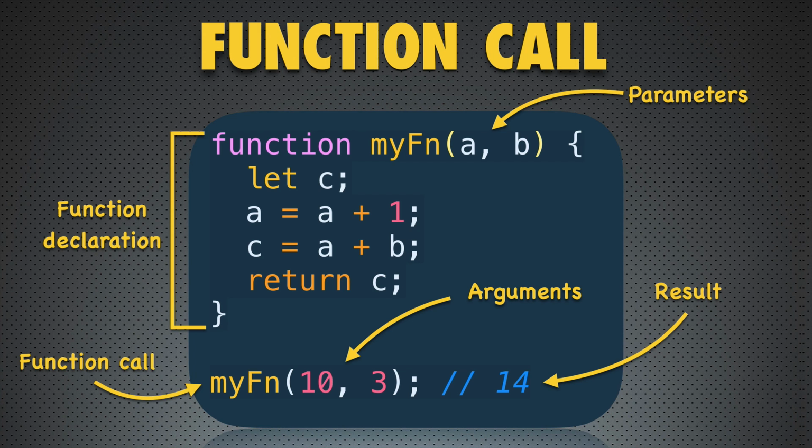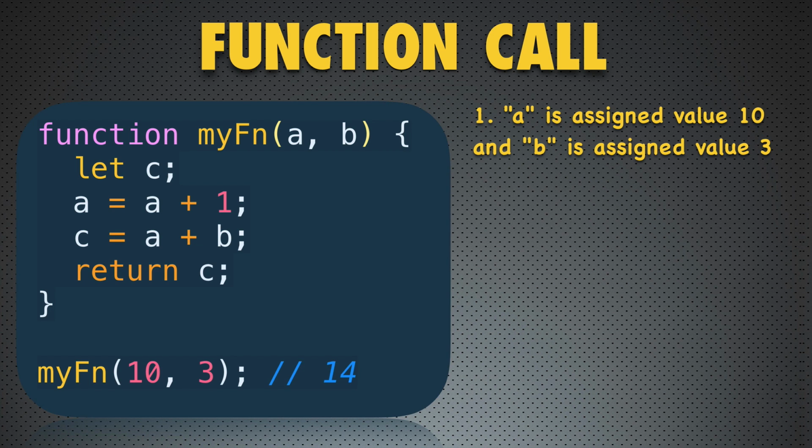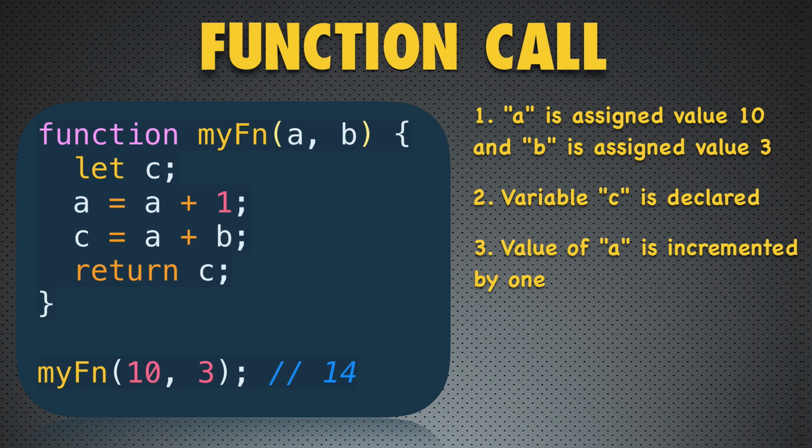What does it mean to execute? What happens under the hood? In this example, before execution of the 4 lines inside of the function body, parameters a and b will be assigned initial values. a will get the value 10 and b will get the value 3. And only after this, the JavaScript engine will execute all commands inside of the function body. It will start with let c. So a new variable c will be declared. Then we will increment the value of a by 1, and a will become 11.